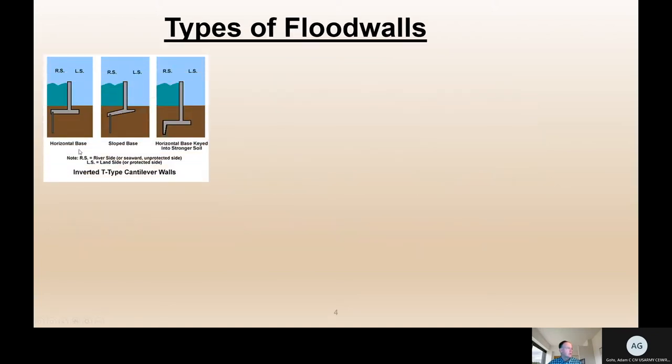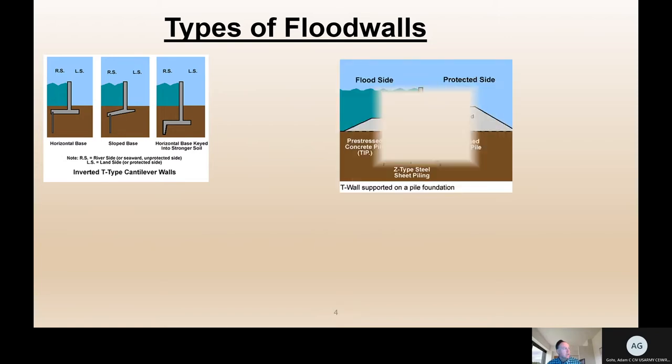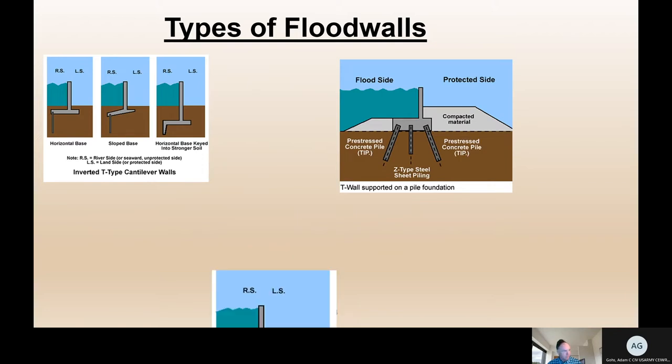The types: T-walls are the most prevalent type, and they're named T-walls for the obvious reason. We all designed T-walls as retaining walls in classes as undergraduates in engineering school. There's horizontal, flat, and keyed base T-walls, with and without sheet pile cutoffs. There's also deep foundation pile supported T-walls. Southeast Louisiana's got thousands of them.